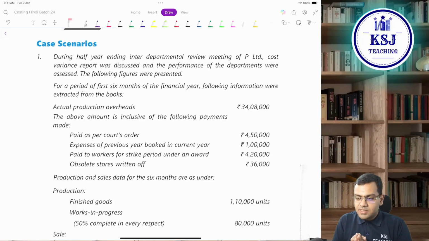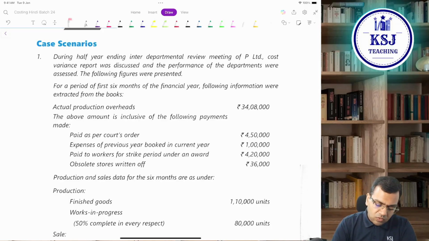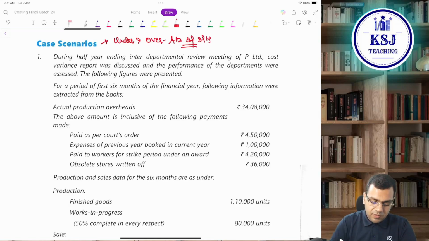So now we are going to discuss the case study on overhead costing. Very interesting, very easy case study, similar to one of the questions that we have done on under and over absorption of overheads. So this case study is on what? This case study is on under and over absorption of overheads, right? Let's try to understand this.